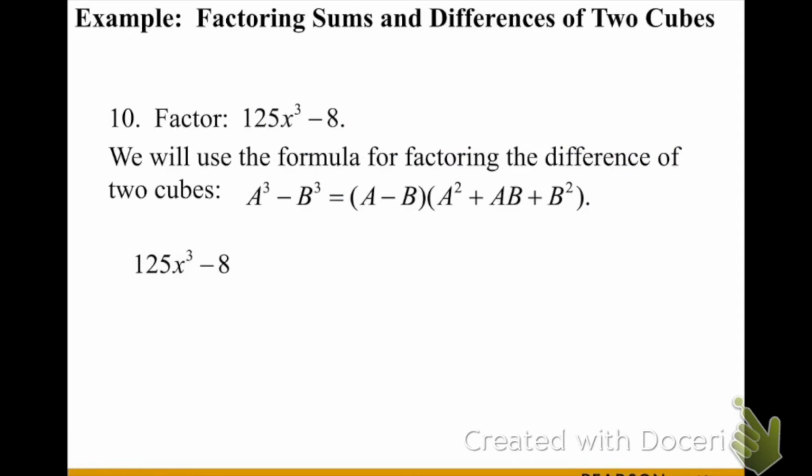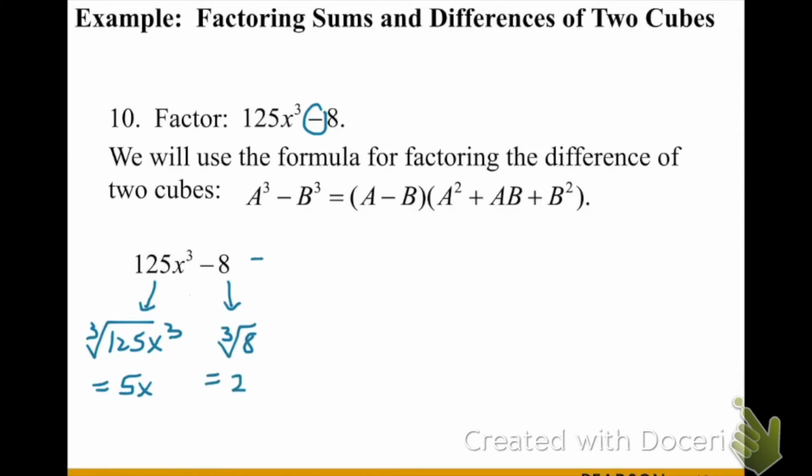In this case, let's factor 125x cubed minus 8. Notice we can cube root both 125x cubed and 8. And since it's a difference, that means that we're going to be using the difference of cubes. If we cube root 125x cubed, we find that that's 5x. And if we cube root 8, that gives us 2.